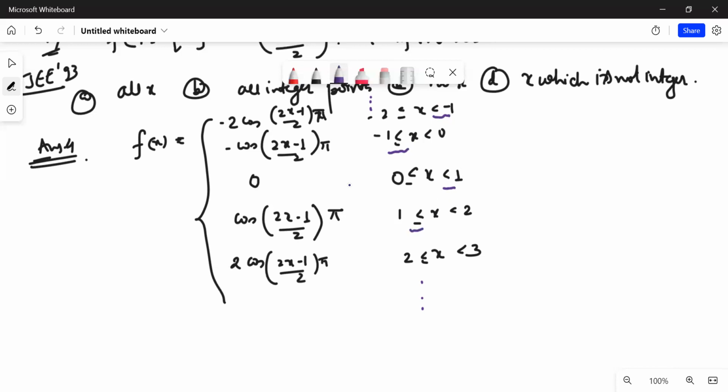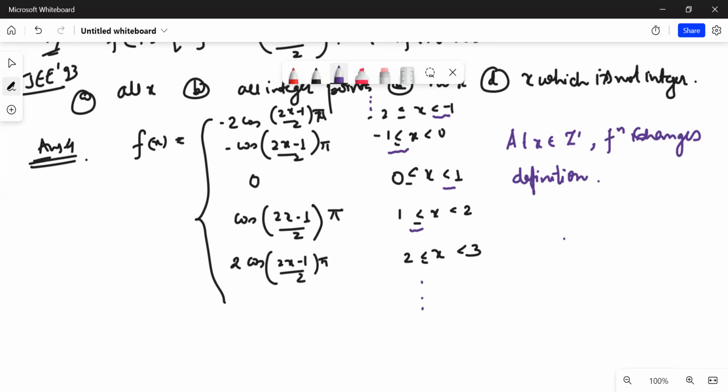ठीक है, देखो x जब 1 से छोटा था तो 0 था, x जब 1 से बड़ा हो गया तो cos 2x minus 1 upon 2x minus 1 upon 2 pi हो गया. So you can clearly see that at x belongs to integers, function is, I'll not say discontinuous, but function changes definition. We'll see about continuity, but first understand function changes the definition, right?